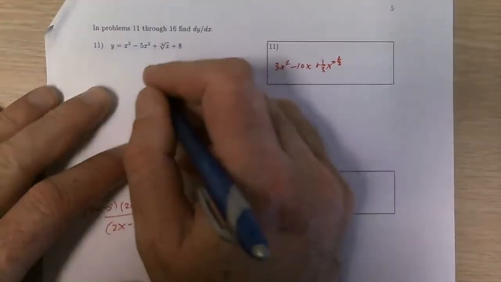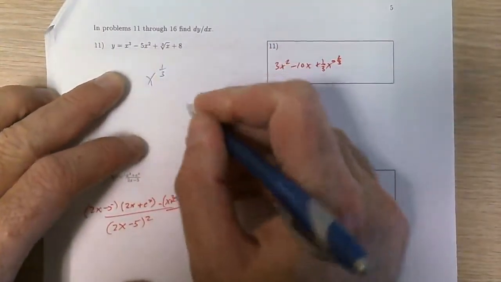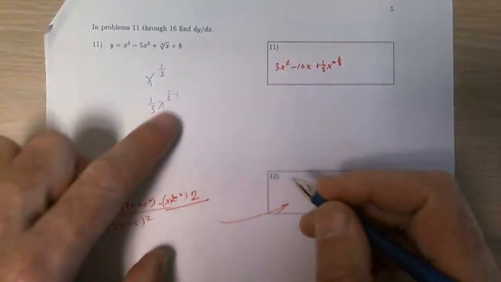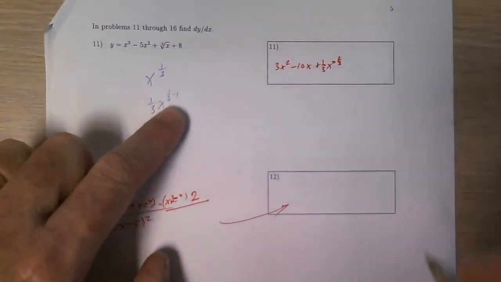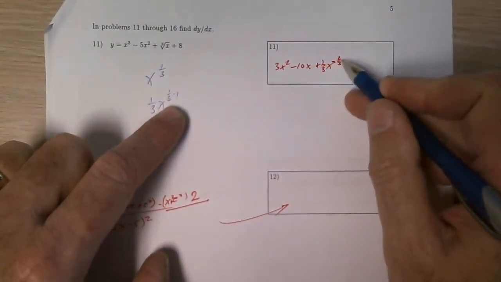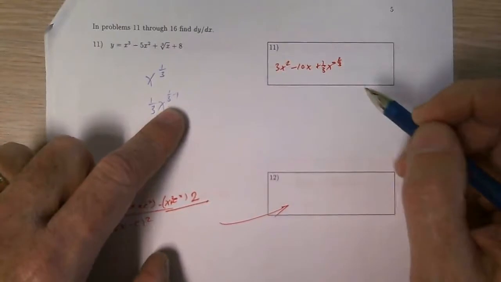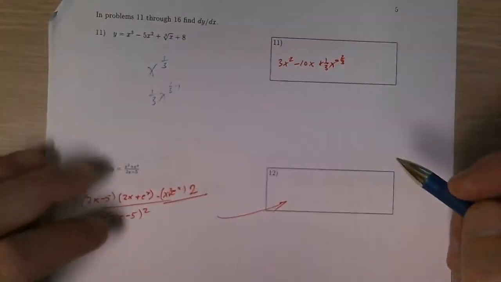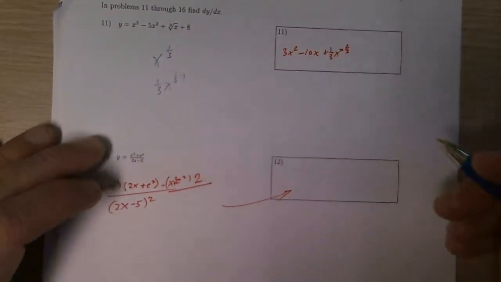This one was a little tricky. This is x to the 1/3 power. So the derivative is 1/3 x to the 1/3 minus 1, and 1/3 minus 1 is minus 2/3. So this is x to the minus 2/3, right? Some people didn't get that subtracted right. Anyway, and then the derivative of the plus 8 is 0. So there's a plus 0 on the end there.